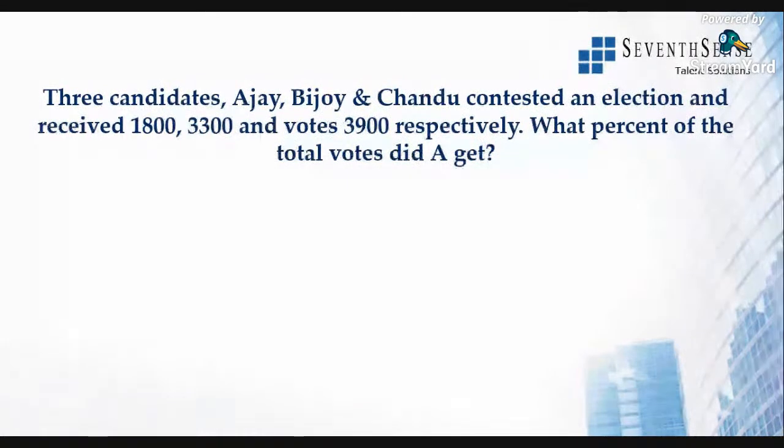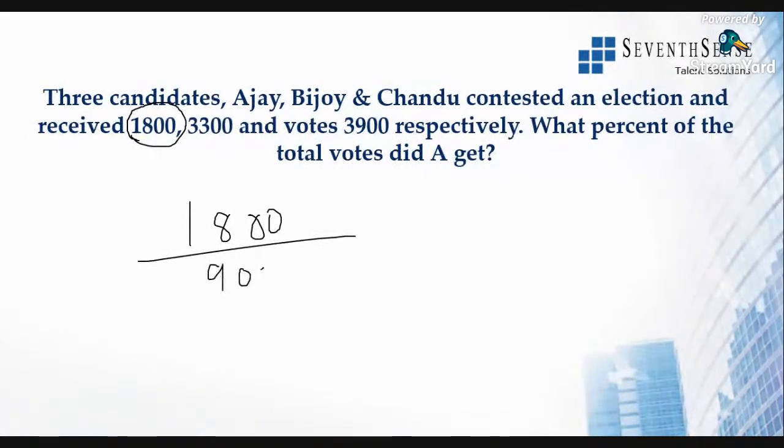So they're asking, A is getting how many votes? 1800 votes. This is what percentage of total votes? So 18 plus 33 gives me 51. 51 plus 39 gives me 90. So total vote is 9000. All right, this is the fraction, simple method. Directly do it in mind.